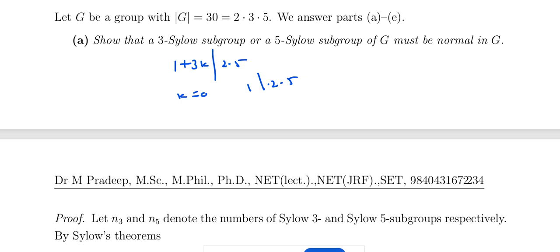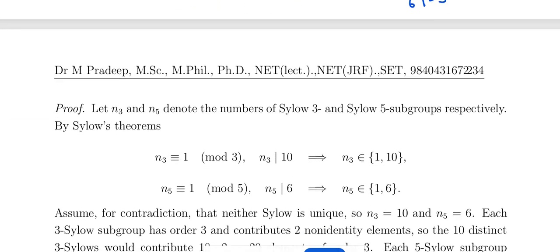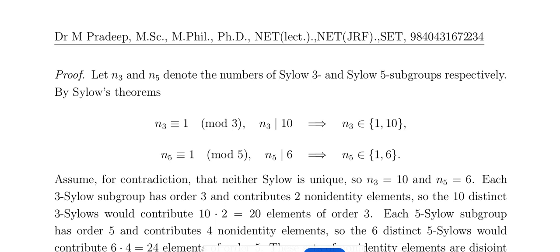The same way, the number of 5 Sylow subgroups is of the form 1 plus 5k, that divides 2 into 3. For k equal to 0, this is 1 divides 2 into 3. For k equal to 1, that is 6, so it also divides 2 into 3. So the 3 Sylow subgroup is normal, that is n3 equal to unique, but n5 is equal to 1 mod 5, and n5 divides 6.